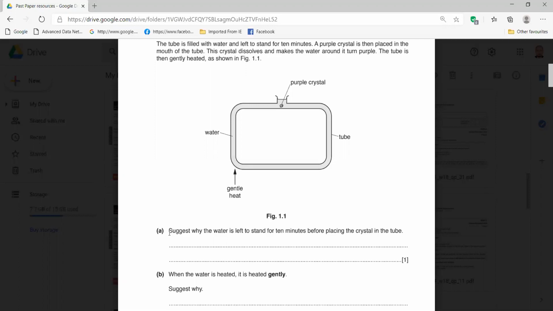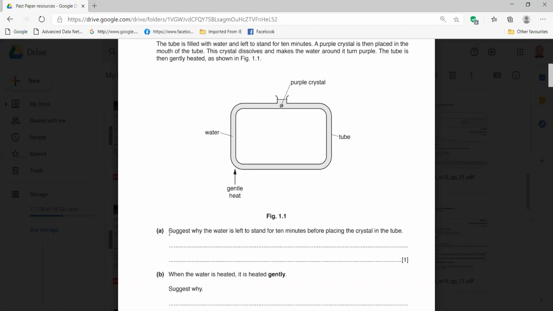Sir, the water is left to stand for 10 minutes before placing the crystal in the tube so that it settles into position. Like, how should I explain? If there are any water bubbles inside the tube, they will slowly exit. That's why.